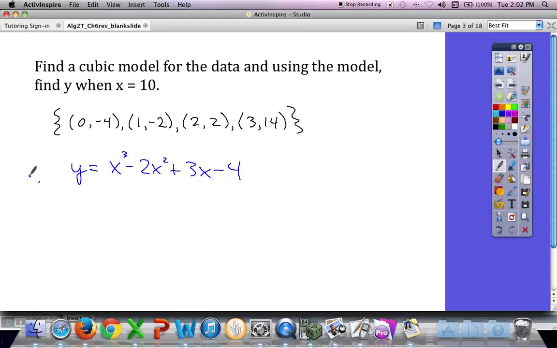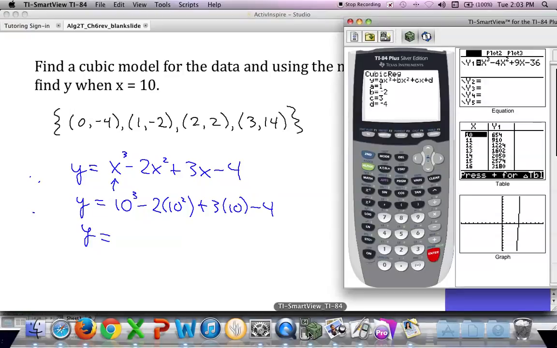Okay. Next, how can you find y when x equals 10 according to the model? Plug in x equals 10, right? So you're going to put in 10 here. Y equals 10 to the third minus 2 times 10 squared plus 3 times 10 minus 4. Just be careful you don't do something not in order of operations.